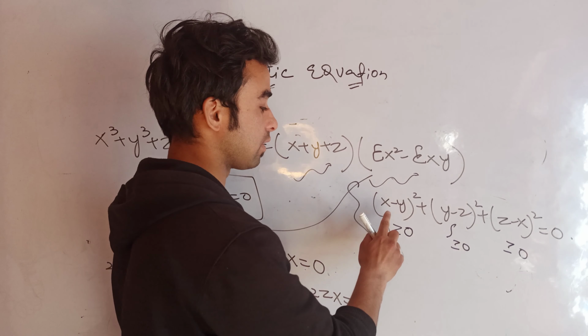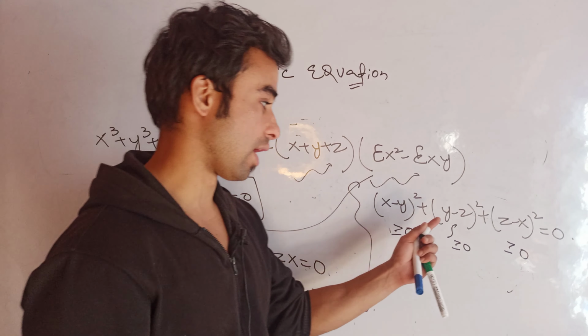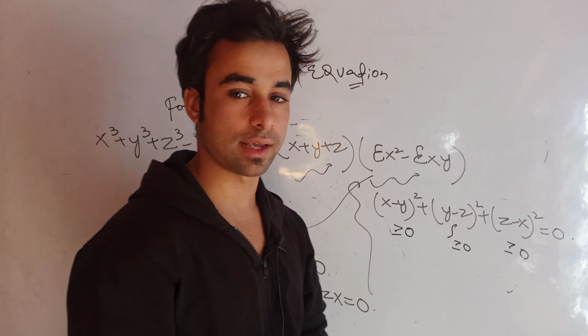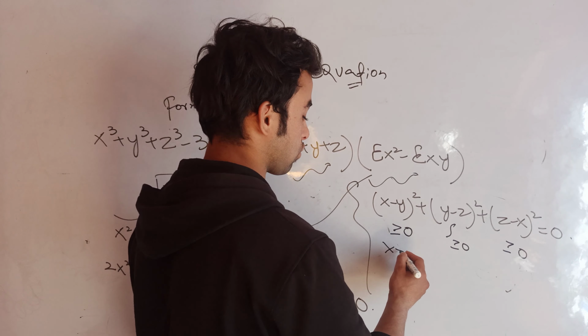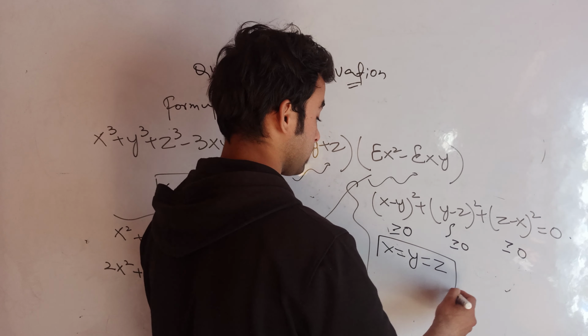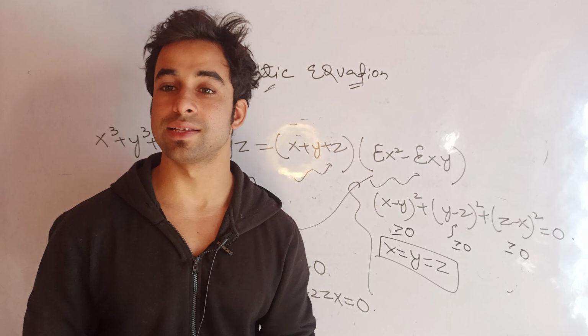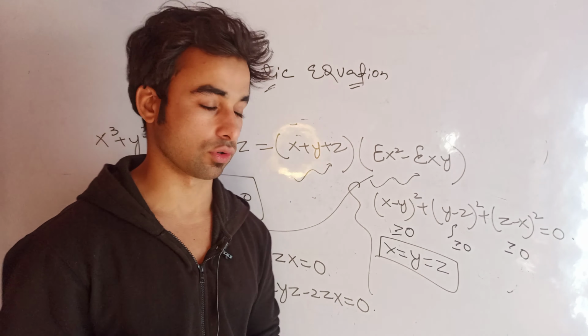So that can only happen when x is equal to y, and then x and y cancel out, and y is equal to z, and z is equal to x. So that means x will be equal to y will be equal to z. Now if the second bracket has to be 0, that simply means x has to be equal to y, which has to be equal to z.